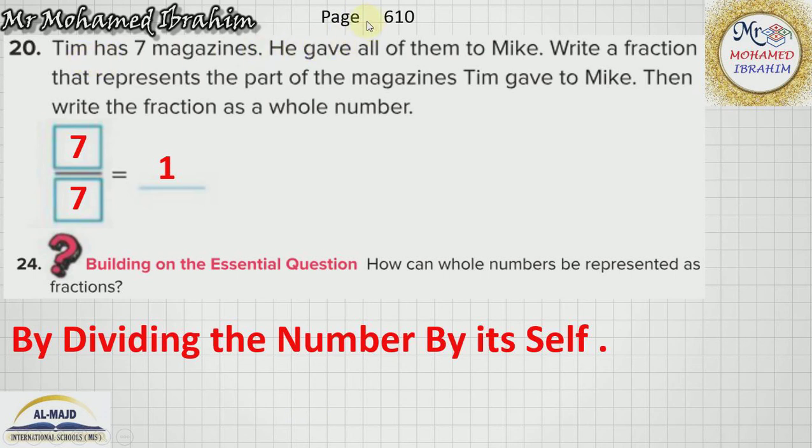Another example at page 610. Tim has 7 magazines. He gave all of them to Mike. Write a fraction that represents the part of the magazines Tim gave to Mike. Then write the fraction as a whole number. He has 7 magazines. He gave 7 out of 7. He gave 7 magazines to Mike. So it's 7 out of 7. 7 over 7 gives you 1.